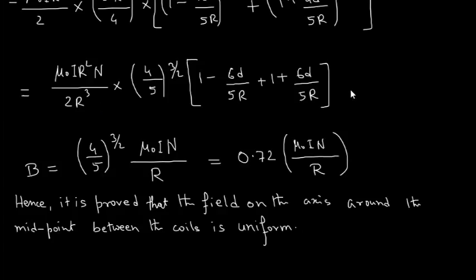This is equal to mu naught N I r square upon 2 r cube multiplied by (4 by 5) to the power 3 by 2 times [(1 minus 6d upon 5r) plus (1 plus 6d upon 5r)]. So B is equal to (4 by 5) to the power 3 by 2 mu naught N I upon r. Putting the values, we get 0.72 mu naught N I upon r. Hence, it is proved that the field on the axis around the midpoint between the coils is uniform.